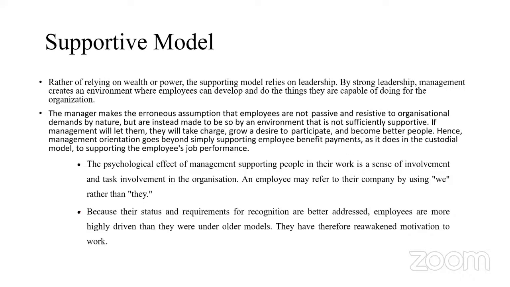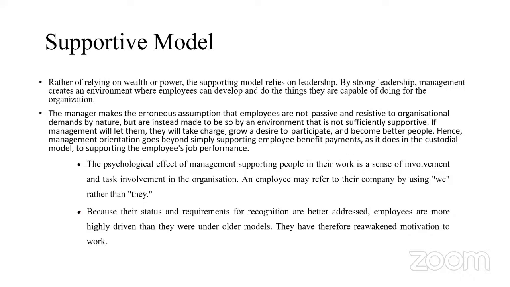If the management allows, they will also take charge, because they have the desire to participate. They have the desire to grow and develop and become a better person. Therefore, management orientation goes beyond simply supporting employee benefit payments, just like how it was in the custodial model. In the custodial model, it was only about how to give more employee benefits and things like that. But here it is how to support the employee's job performance, right?